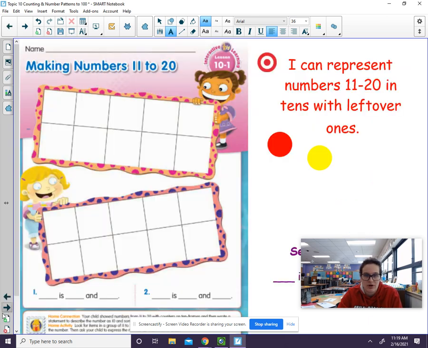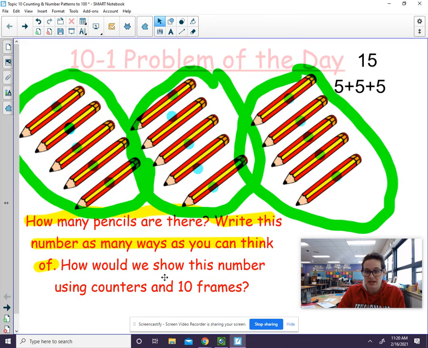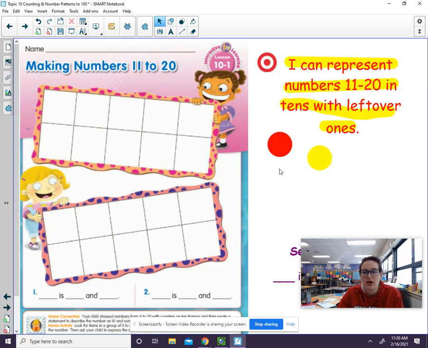We're going to go to our lesson now. Our learning target says, I can represent numbers 11 to 20 in tens with leftover ones. So we're going to be using these tens frames to represent numbers 11 to 20. Our next part of our problem of the day said we should show the number using counters in a 10 frame. So let's show 15 on here.